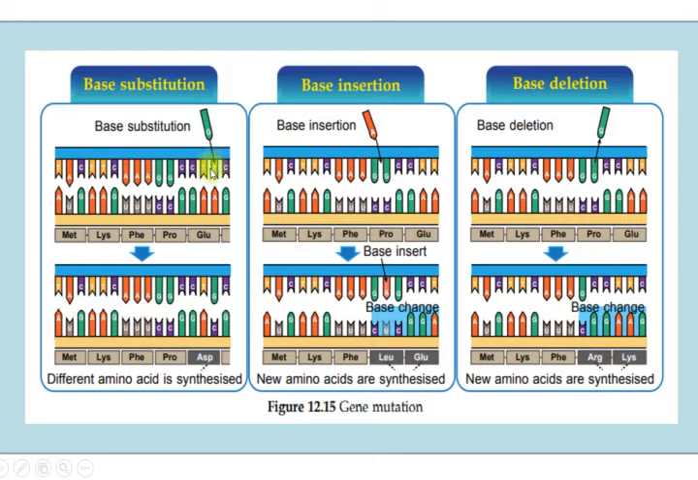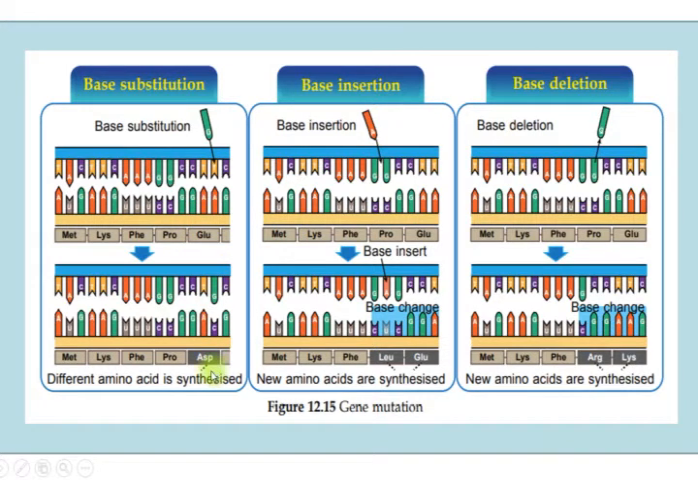Thymine is substituted with guanine. Okay, and then what happened here? We can see here, no more T. T is replaced or substituted with the G, and of course, it will produce a new amino acid. The original sequence will produce the GLU amino acid here.